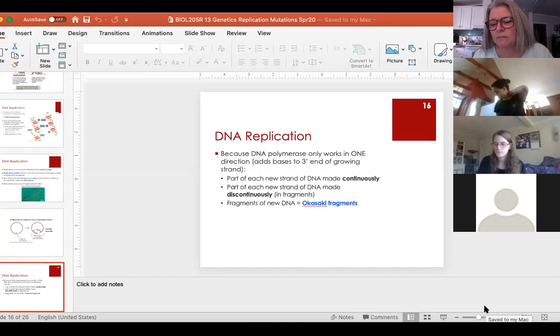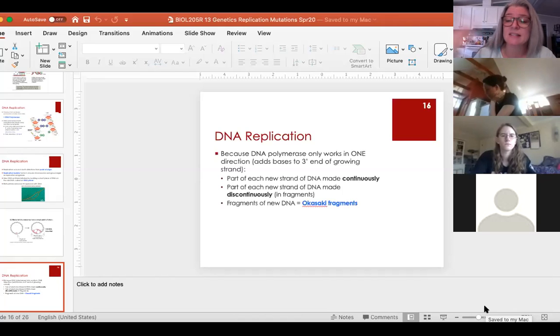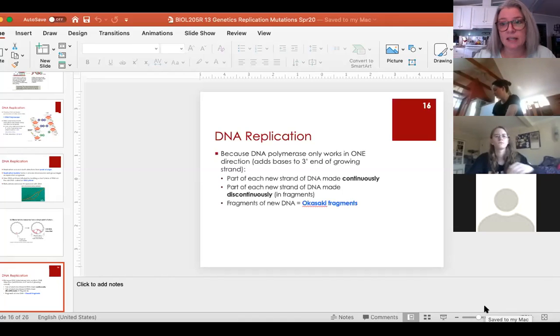One of the challenges when you're learning about DNA replication is this concept that some of the new DNA is made continuously and some of it is made in fragments. And I think I said in the lecture not to worry too much about the details of this. But I want you to understand that because DNA can only be made in one direction, it means that part of each new strand gets made in what we call leading strand synthesis.